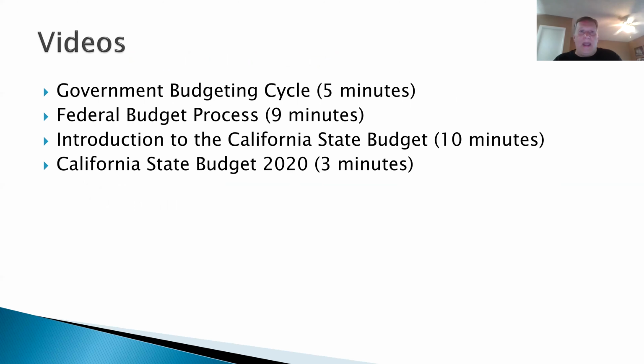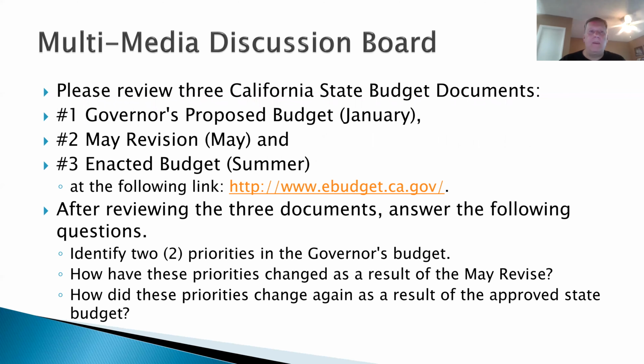So based upon that discussion, you've got some videos available for you this week to take a look at, a government budgeting cycle video. Again, just kind of reiterate what we talked about with the 4 different phases of the budget process. Video specifically on the federal budget process. We've got one specifically on the California state budget process, and then a website that will introduce you to the different elements in the state budget here in California for 2020.